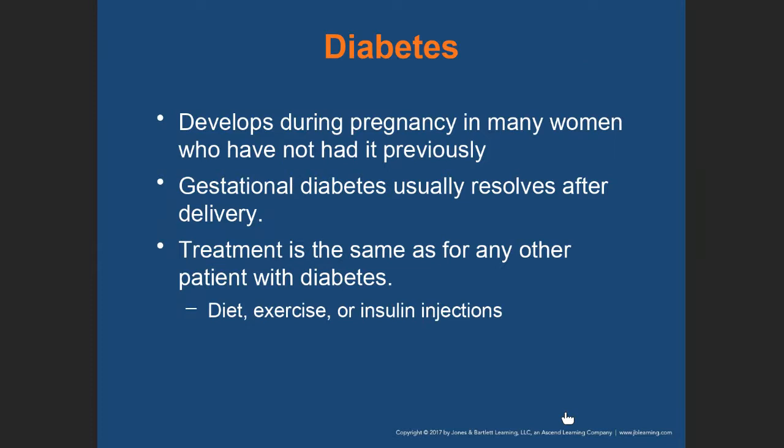However, what you need to keep in mind is that with a diabetic mother, the baby is going to be big. So she's going to have a big baby. And if it's a big baby, then the risk for perineal tear is high. So these babies tend to be big.